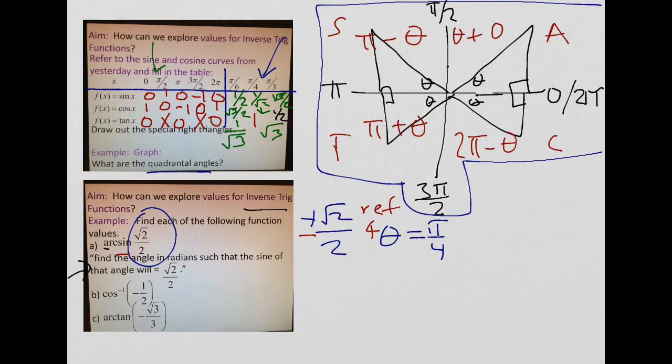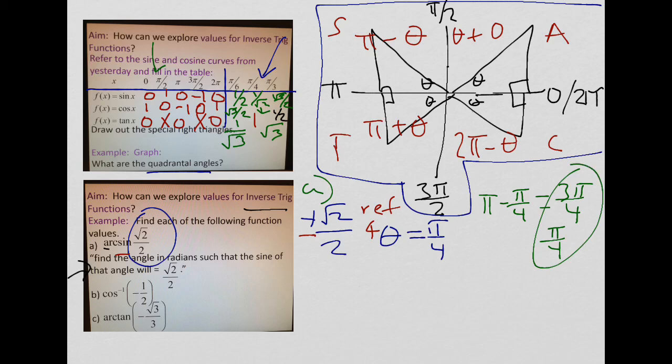So not only is pi over 4 our answer for part A, but if you were to subtract this from pi, then you get 3 pi over 4. Both answers would work. The sine of 3 pi over 4 and pi over 4 are both radical 2 over 2.